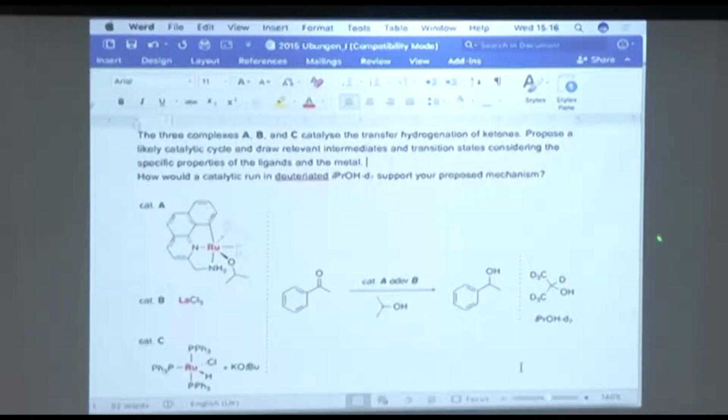Tell me what you would expect if we use this deuterated isopropanol instead of the normal isopropanol. What would be the outcome? Tell me if this is trivial, and if you all know and you yawn and you say okay, then we can talk about more interesting things. If this is not trivial, let me know. If this is impossible to tackle, let me know too. So the question is, can we predict a bit what mechanism is operational? Can we support that mechanism by this, maybe by other probes as well?